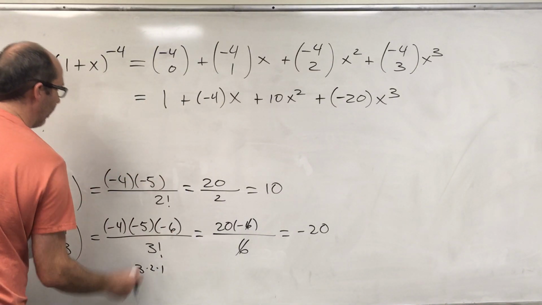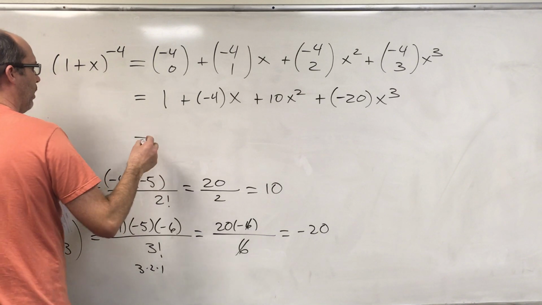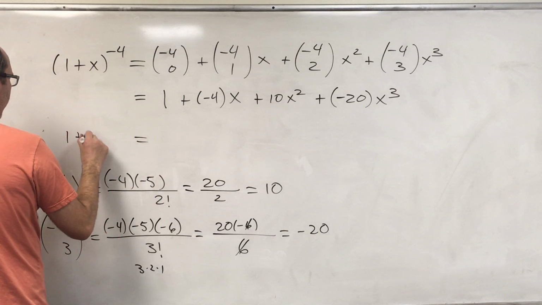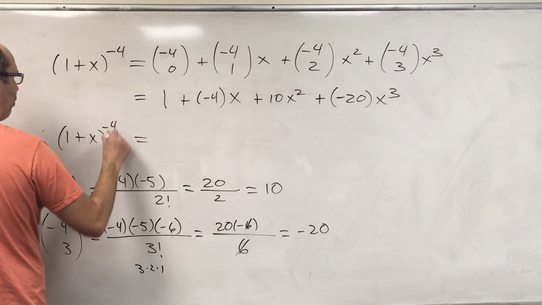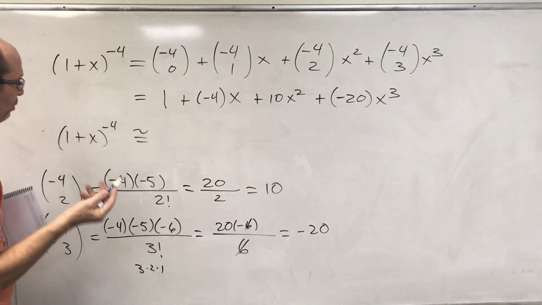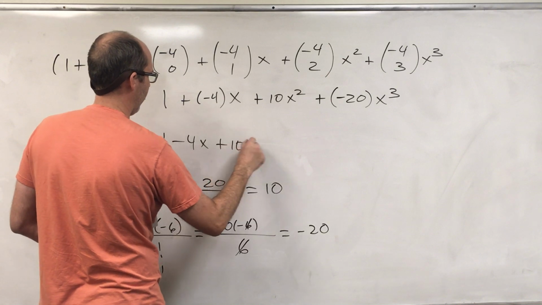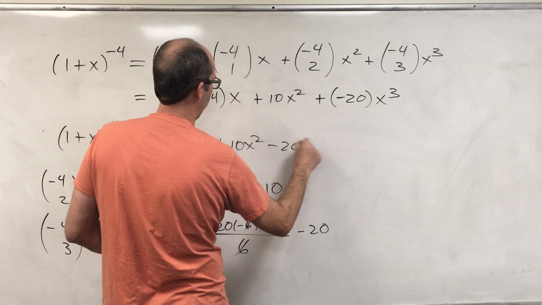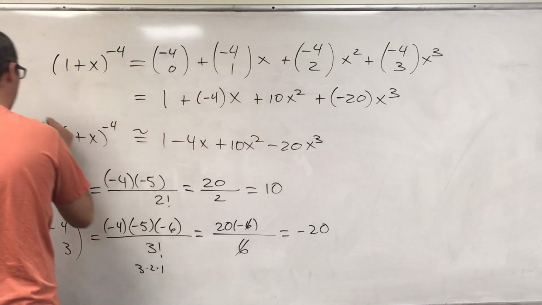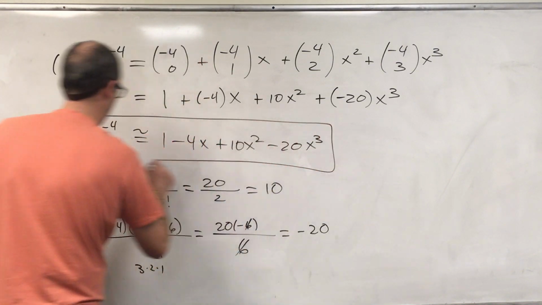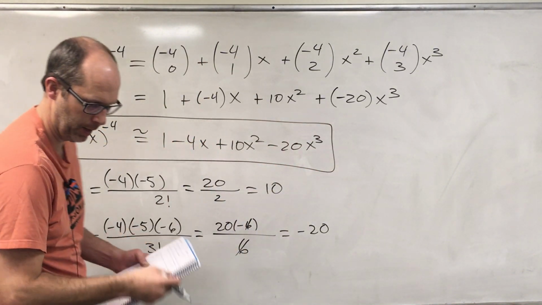So our final answer: 1 plus x to the negative 4 is approximately, remember it's approximately, 1 minus 4x plus 10x squared minus 20x cubed. And that's problem 5.